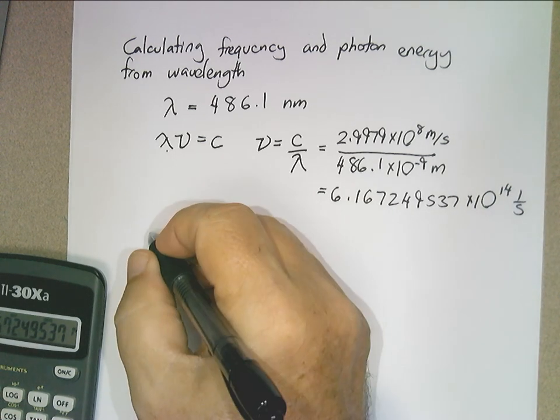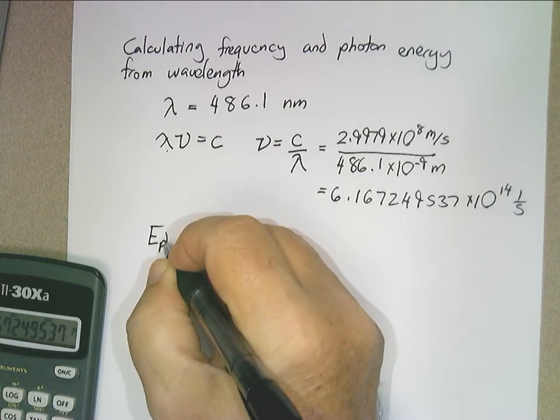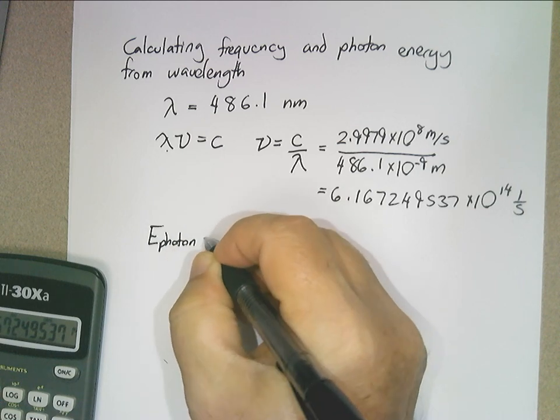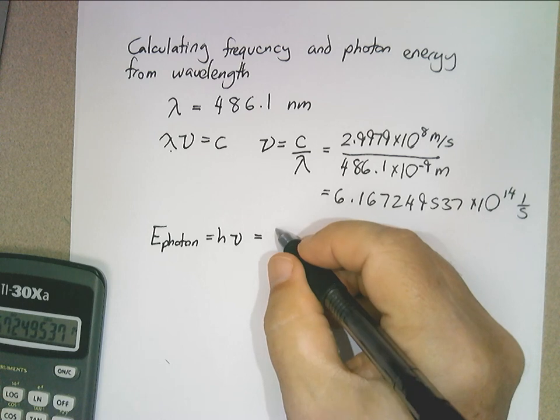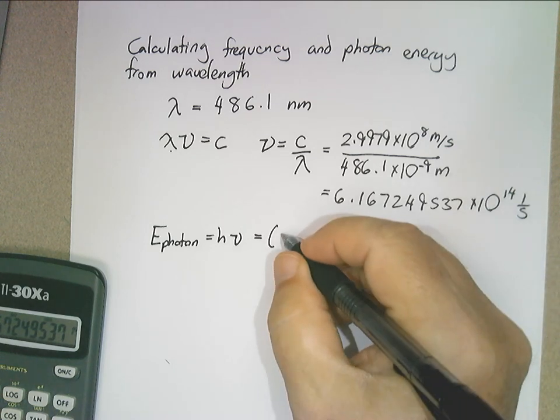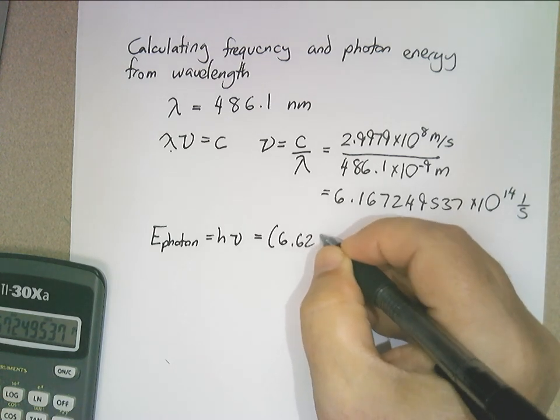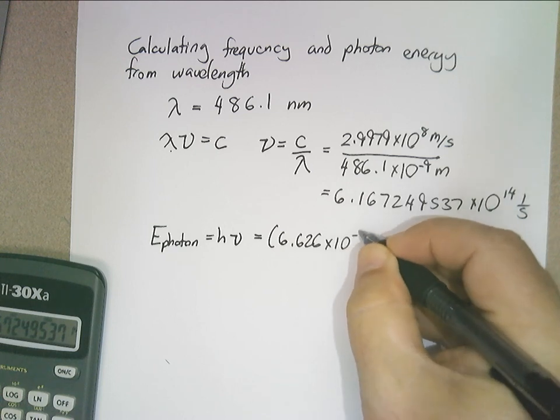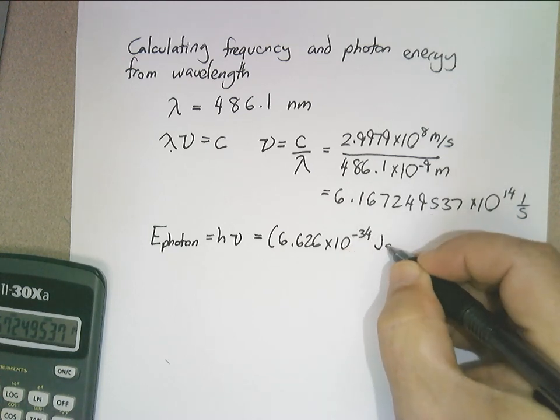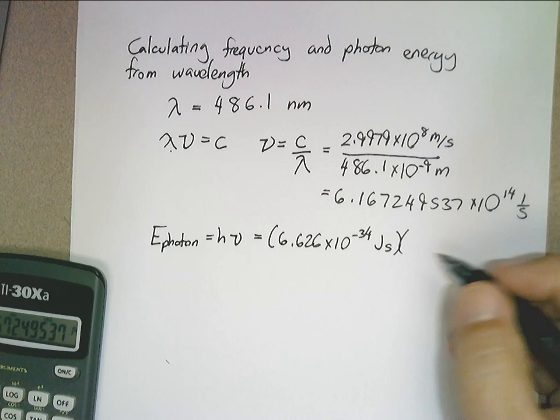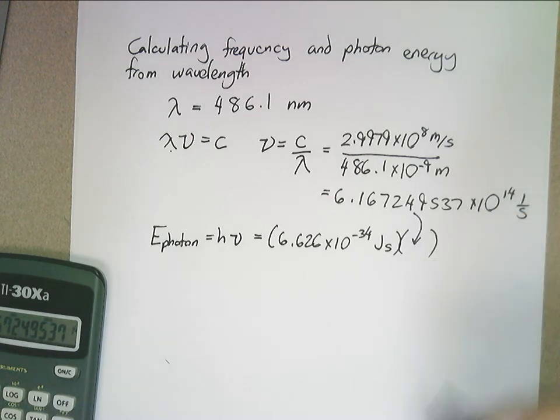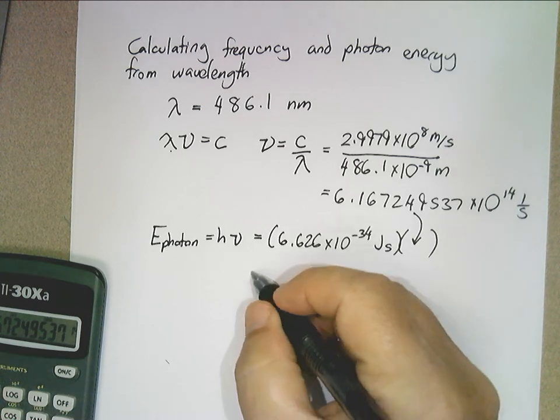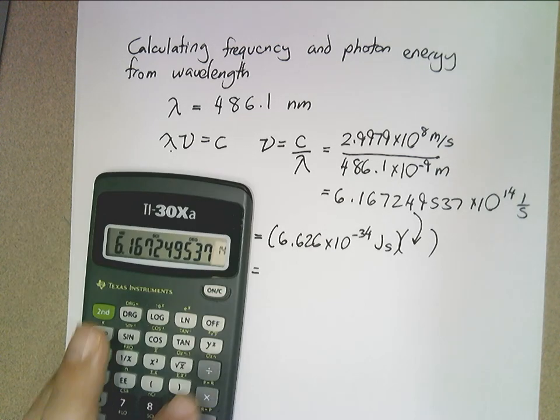So if I want a photon energy, the photon energy is Planck's constant times the frequency. Planck's constant is a constant that I can look up. It's 6.626 times 10 to the minus 34 joule seconds. And I'm going to multiply it times the frequency that I just wrote down.